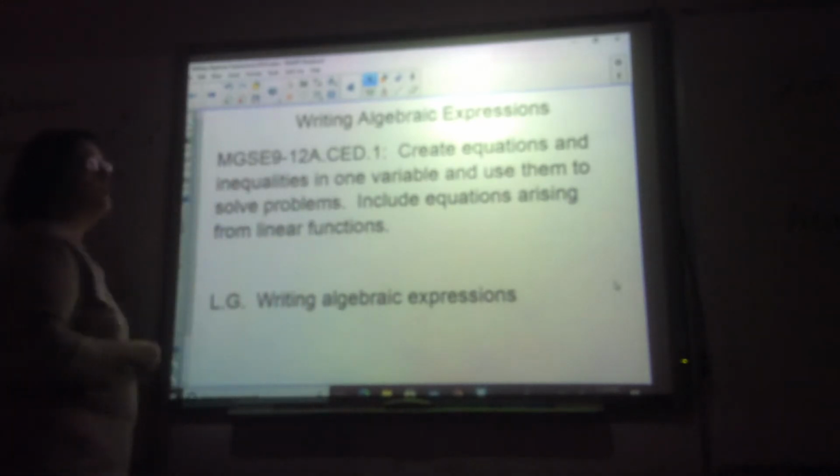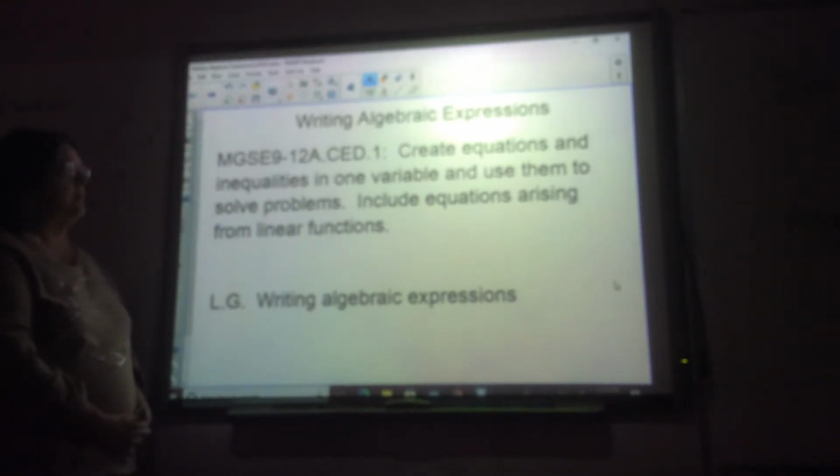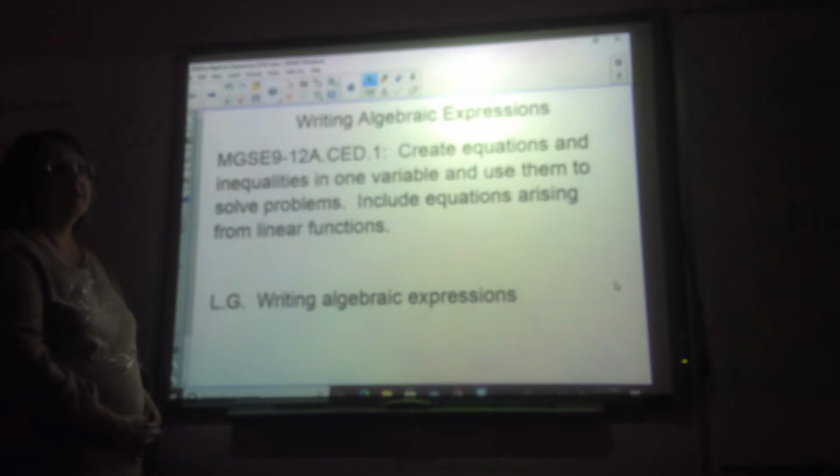Okay, today we're going to be writing algebraic expressions. You see the standard, it says create equations and inequalities in one variable and use them to solve problems. And it says include equations arising from linear functions. Now, we are learning how to write algebraic expressions today, and we will use that to help us create equations and inequalities in one variable. But today it's writing algebraic expressions.